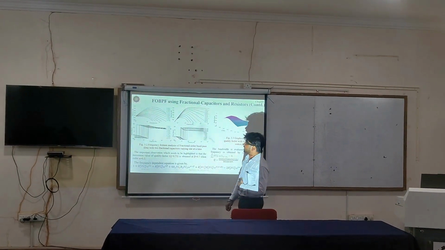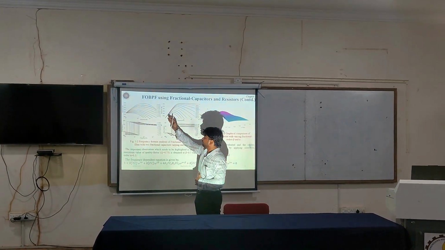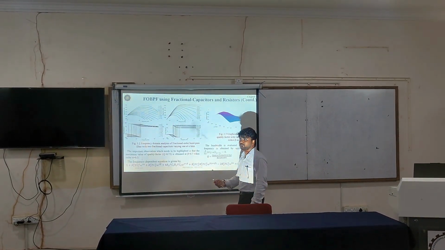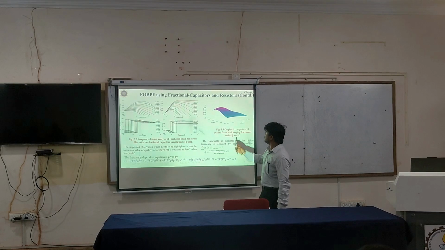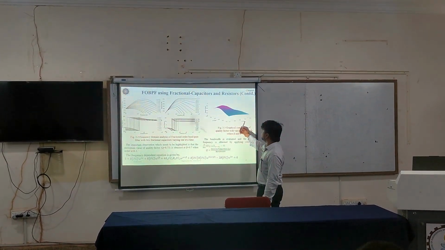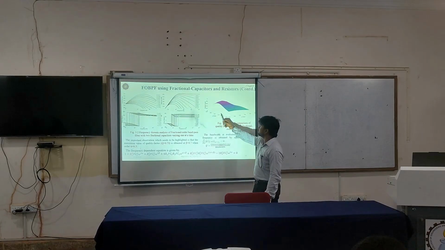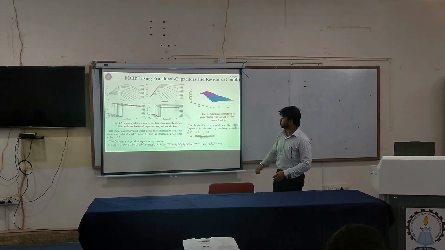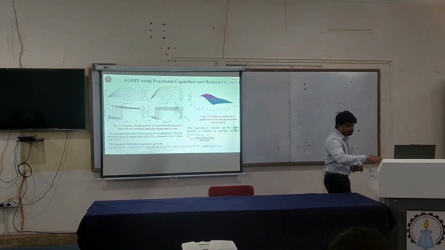The frequency domain analysis has been obtained by varying one order at a time from 0 to 1 with a step of 0.1, and the quality factor has been calculated mathematically, where alpha and beta orders have been represented with the quality factor in this equation.